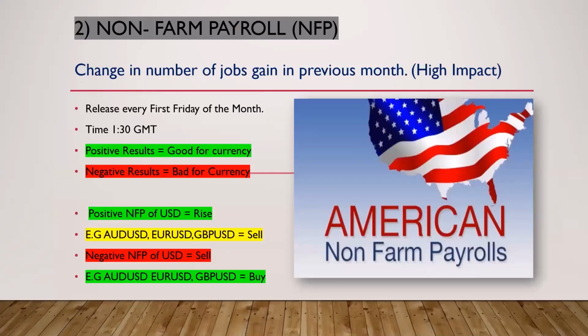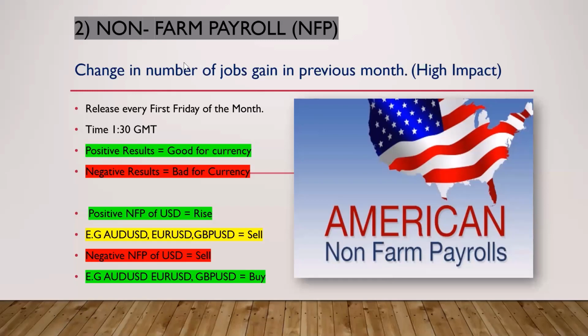Now, let's go ahead to the next factor. The next factor is one of the most common, most popular economic factors, called non-farm payroll. American non-farm payroll. Now, what is non-farm payroll? It is the change in the number of jobs gained in the previous month. In the United States, every month there is a release of the total number of jobs gained in the United States. So this is a very strong economic indicator.